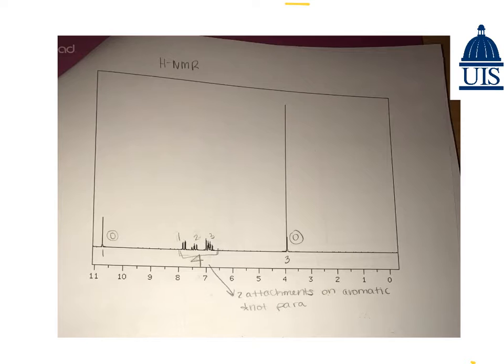So now if we're looking at whether we have triplets, quartets, things of that nature, we can see that we have a single strong peak here, which means that this is a singlet, a single strong peak here, which is a singlet. Here we have a doublet, here we have a triplet, and here we have a quartet.